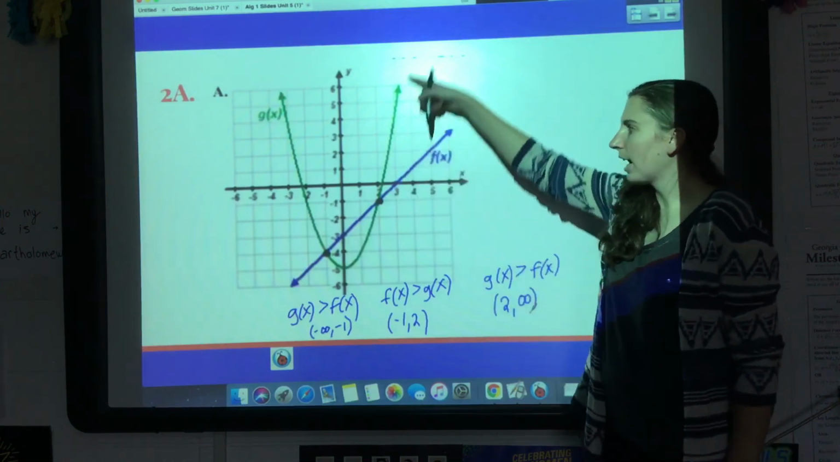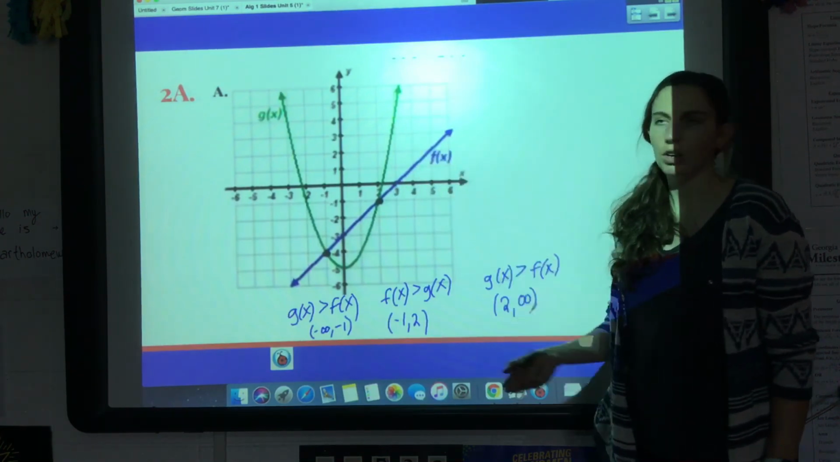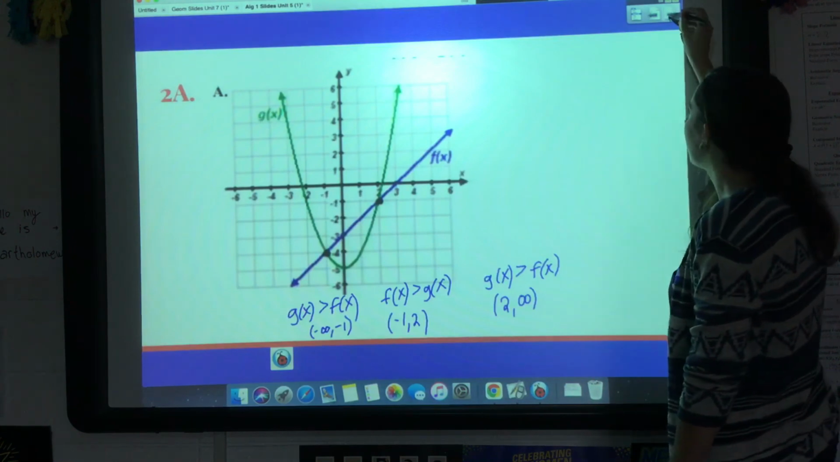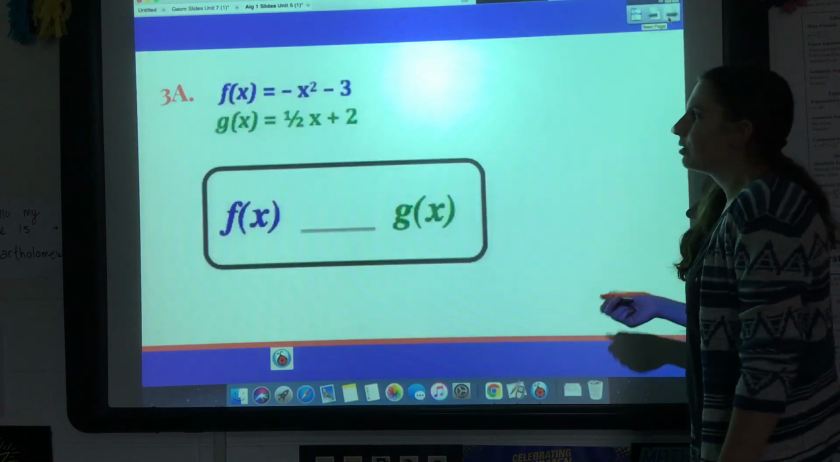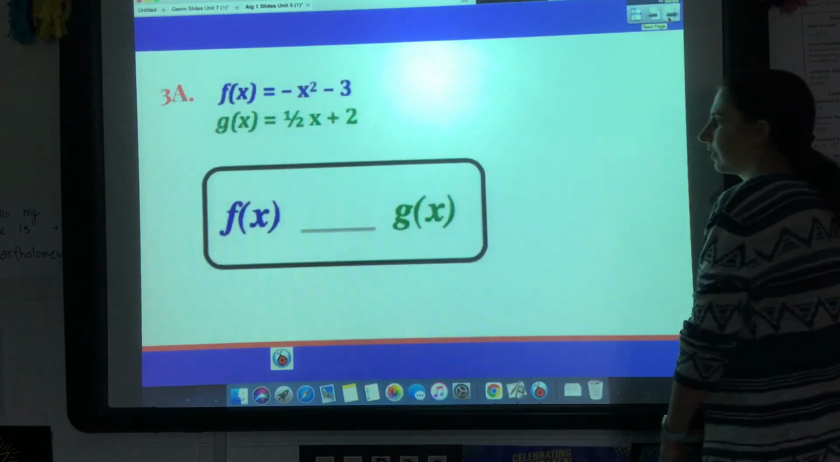Because that quadratic growth is going to be more and more rapid rather than this linear growth. So that's kind of the idea. You may have to graph them yourself. Feel free to use a graphing calculator or Desmos if you need that as well.